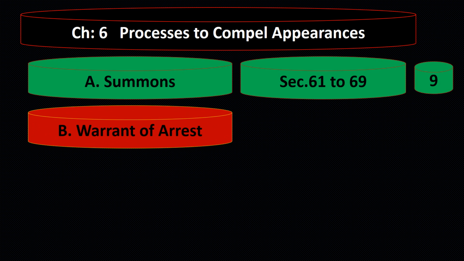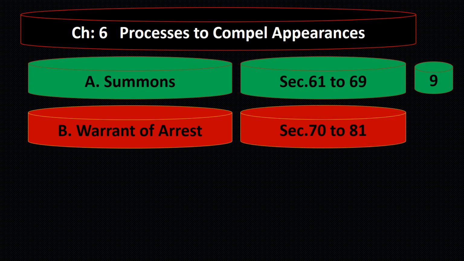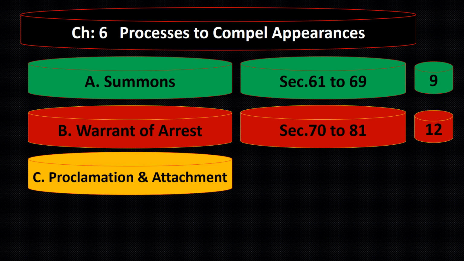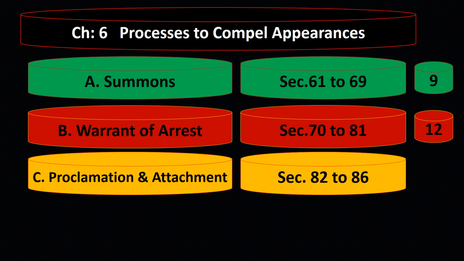The second one, warrant of arrest, definitely it is serious in nature, so I have shown it in red color, and the provisions are given under section 70 to 81, 12 sections in total. The other one, proclamation and attachment, relates to the movable and immovable property of yours, and it's shown in yellow color. Provisions are contained in section 82 to 86 and it has a total of 5 sections.